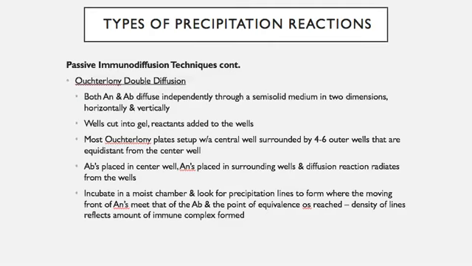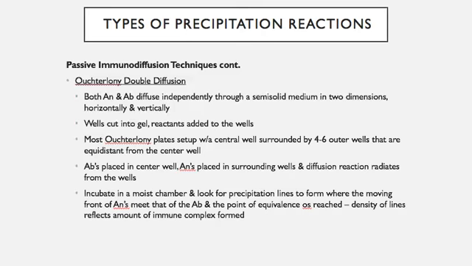Then you've got antibodies that are placed in that center well, antigens are placed in the surrounding wells, and then you've got those diffusion reactions that are going to start to radiate from the wells. Again, this one requires an incubation step, and you're going to look for precipitation lines to form where the moving front of antigens meet the antibody, and where that point of equivalence is reached. So the density of the lines reflects the amount of immune complex that is formed in the reaction.